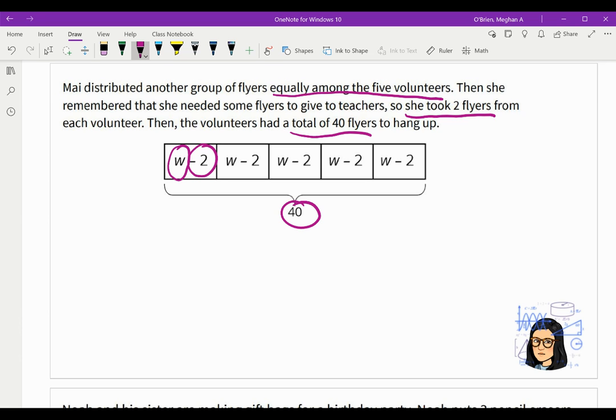Okay, so 40 flyers total. There are 5 sections of this tape diagram representing the 5 volunteers. They each got so many flyers, right? The W, but then she took 2 away from each of them. And that's why we're seeing the same thing in each of those sections of the tape diagram. I'm wondering, could you kind of think to yourself, how would you figure out how much each volunteer got?